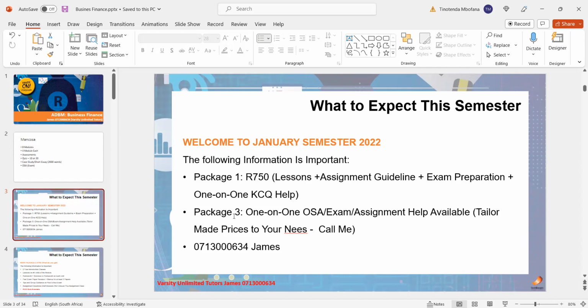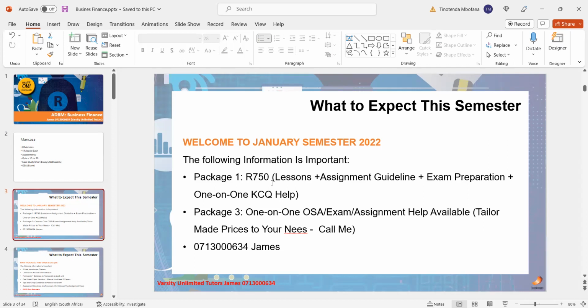Then in terms of the cost of the assistance, if you're interested in continuing, you need to start paying at the end of February. At the end of February, this is when we expect you to have made a deposit. The deposit is 250 Rand. The total cost is 750 Rand for each module that you need assistance with. So if you say, I just want assistance with business finance, you pay your 750.